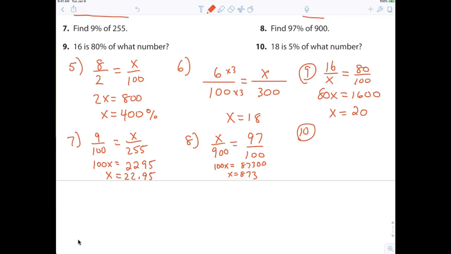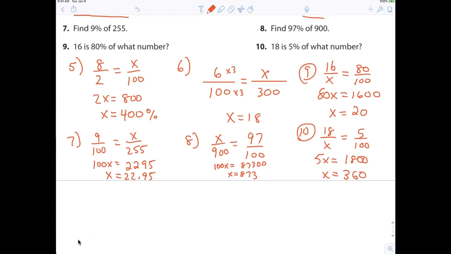So it would be 18 over 5 over 100. Brilliant, buddy. So then you would do 5x equals 1,800. So x is equal to... And divide by 5. X is equal to 360. All right. So I think that's pretty good, right?